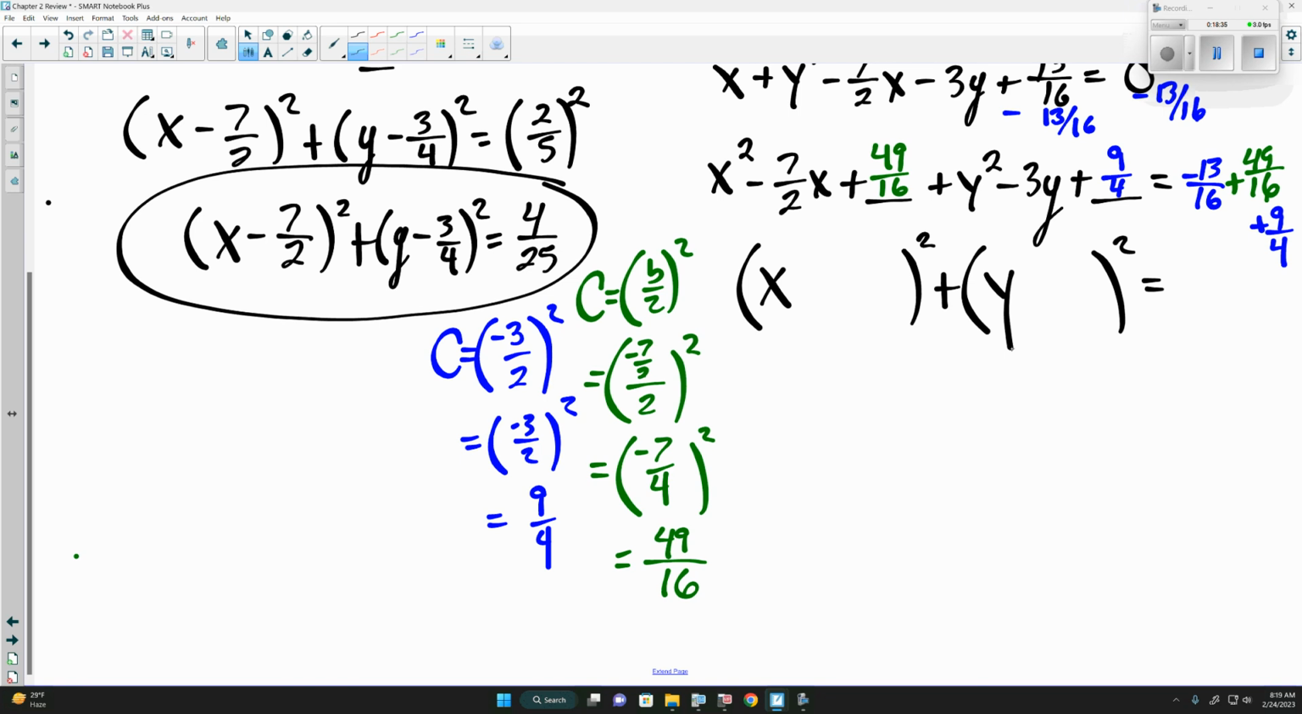Now at this point we factor it, and when we factor it, we'll have our two sets of parentheses squared, and the number that goes inside both of these parentheses is going to be whatever we had inside the parentheses finding c before we squared it. So with x, it was -7/4. With y, it was -3/2.